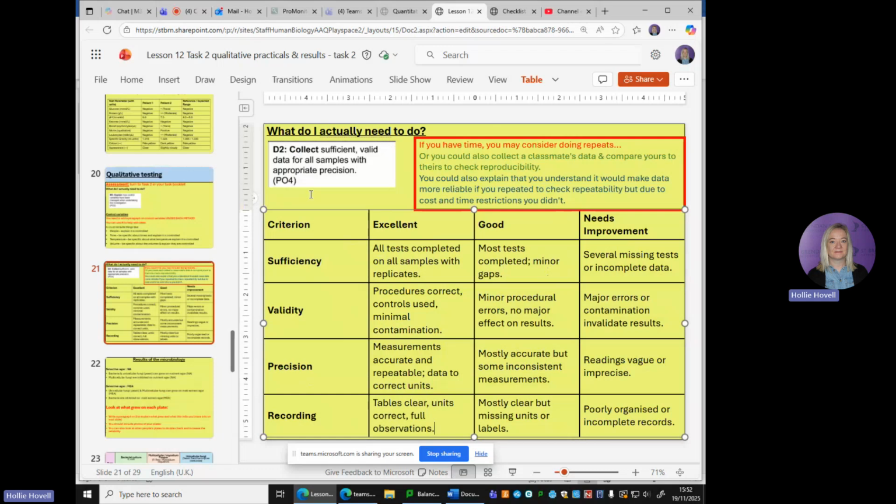If you really wanted to kind of cover your back and write a paragraph about why you think your results are sufficient, valid, precise, and well recorded, you could write a paragraph to explain that. That's up to you. Or otherwise, we will just look across your whole assignment and decide if we think that you collected sufficient valid data with appropriate precision. Okay.